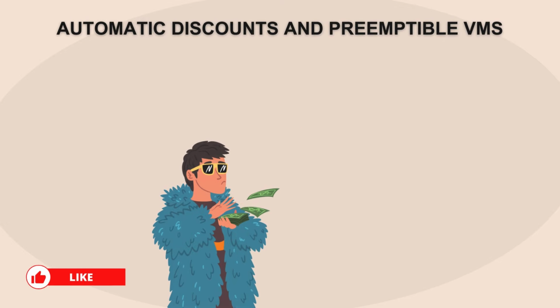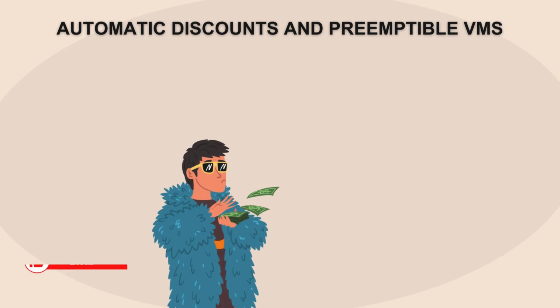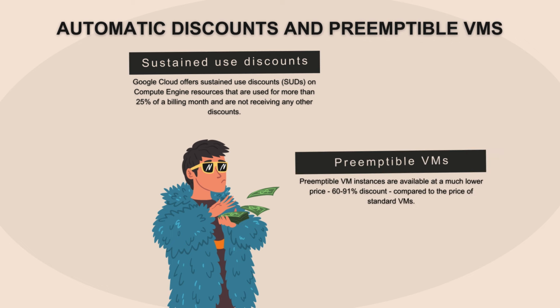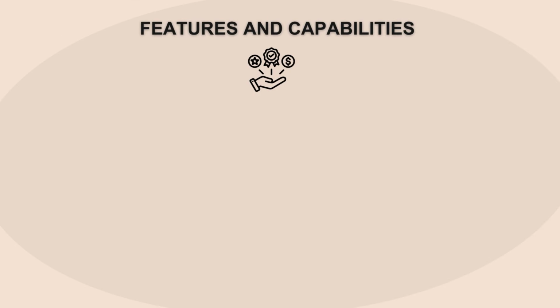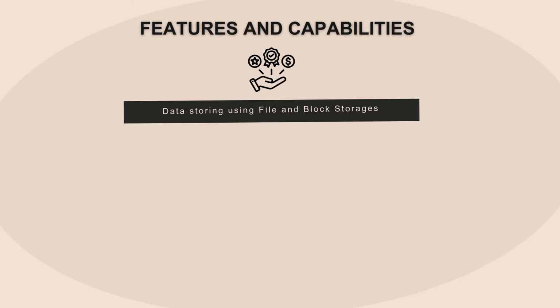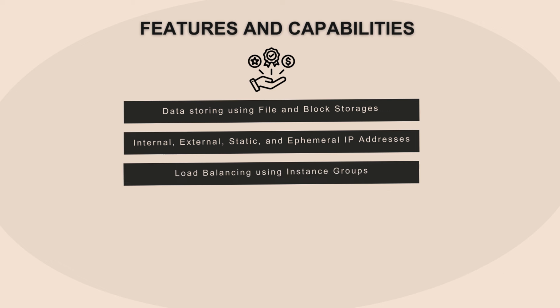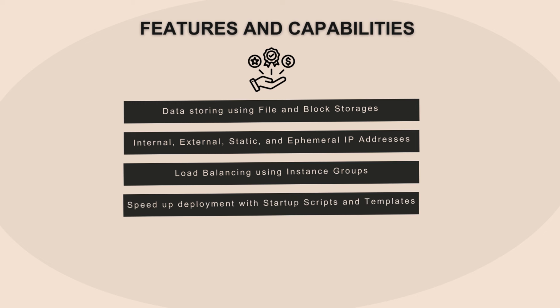You can optimize your cloud budget with Compute Engine's cost-efficient pricing. Sustained use discounts automatically reduce costs for consistent use, while Preemptible VMs offer even lower prices for flexible short-term tasks without commitment. Compute Engine has a lot of features and capabilities, which are literally impossible to cover in a short video. These include data storing using file and block storages, networking with internal, external, static, and ephemeral IP addresses, load balancing using instance groups, speeding up your deployment with startup scripts and templates, etc.